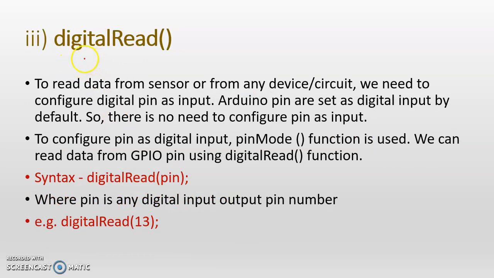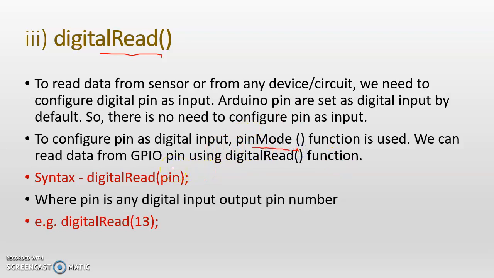And the next is digitalRead. Whenever we want to read the signal from any particular pin, we can use this digitalRead command. To read data from sensors or any other device circuit, we need to configure the digital pin as an input. Arduino pins are set as digital inputs by default, so there is no need to configure a pin as an input. By default it is an input pin, but we can also configure it as an input with the help of the pinMode function.